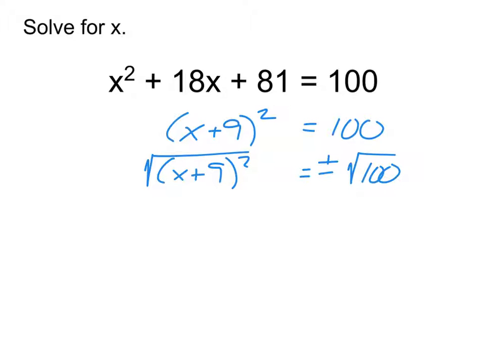All right, left side of our equation now. The x plus 9 squared, when we take the square root of it, it goes away. We've got just x plus 9. And then that equals plus or minus the square root of 100. And the square root of 100 is 10.